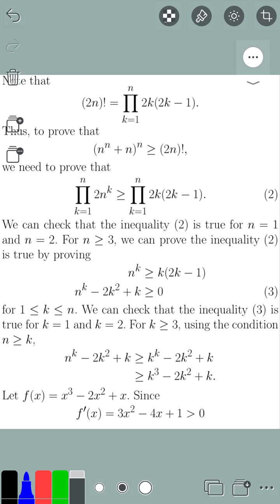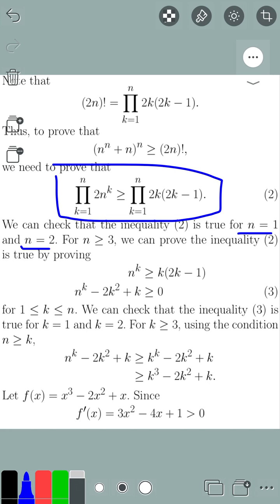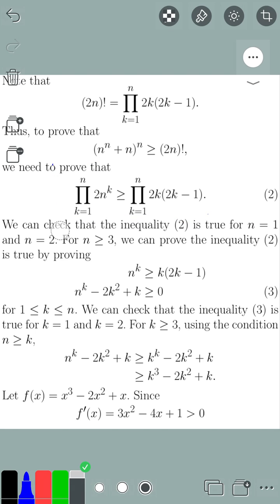for n equals 2. So we just check by hand that the inequality is true for n equals 1 and n equals 2. And then we will prove this inequality for all n larger than or equal to 3. So just plug in n equals 2 and n equals 1 and check that this inequality holds. And then we will prove this inequality for n larger than or equal to 3. So we will prove that each term of the product on the left hand side is larger than each term of the product on the right hand side.